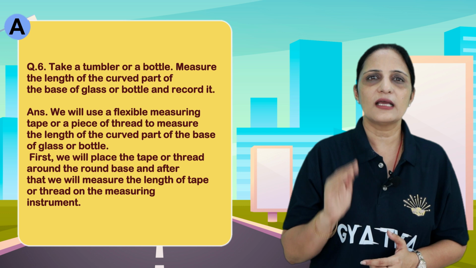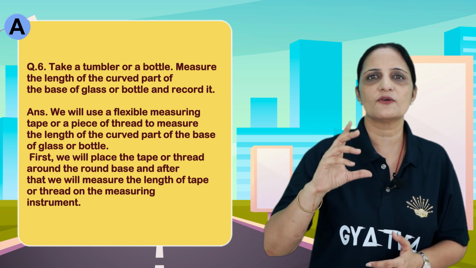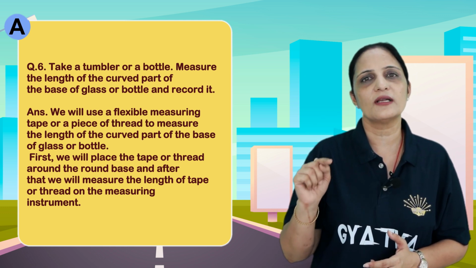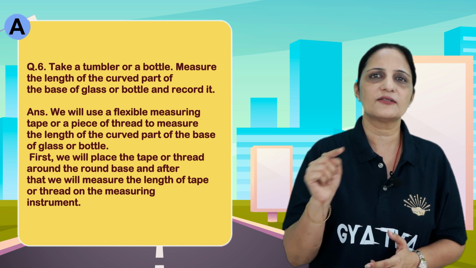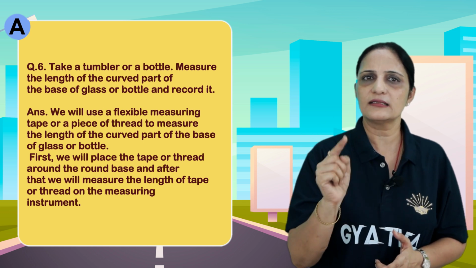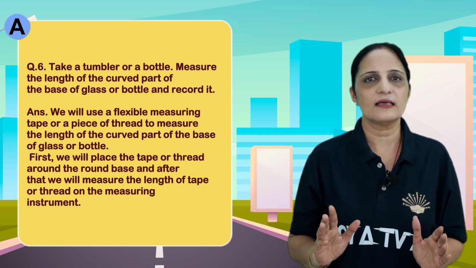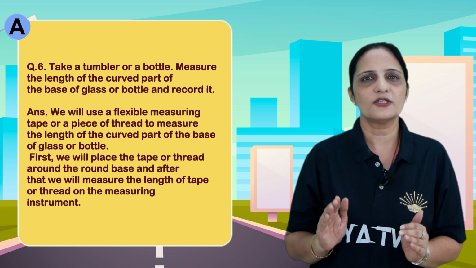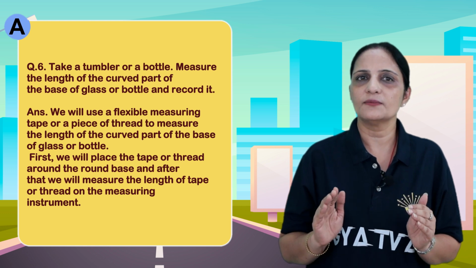Question number 6. Take a tumbler or a bottle. Tumbler मतलब छोटी bottle, glass जैसी shape की होती है वो. Measure the length of the curved path of the base of the glass or bottle and record it. अब नीचे base को record करना है तो कैसे करेंगे, thread use करेंगे या measuring tape. वो उस curved area के around align कर देंगे, फिर उसको scale के ऊपर ऐसे सीधा रख के हमारे पास उसकी length निकल आएगी. So we will use a flexible measuring tape or a piece of thread to measure the length of the curved part of the base of the glass or the tumbler or the bottle.